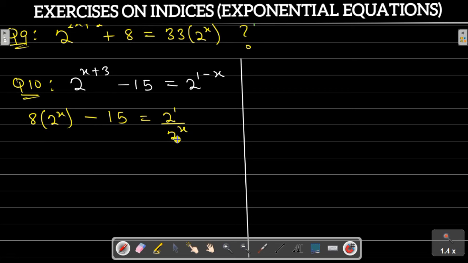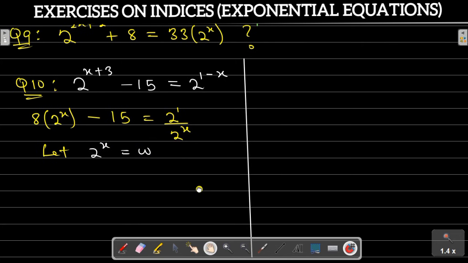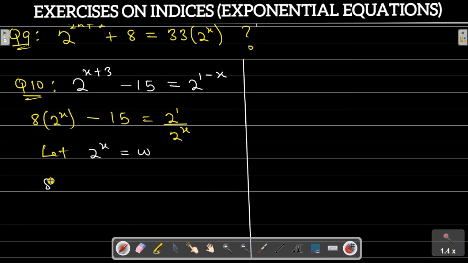So now, before you start clearing this fraction, let's do a substitution. Okay, so it will look more beautiful for us. So let 2 raised to the power of x be equal to w. Okay, so that means we are going to have 8w, that's substituting here, minus 15 is equal to 2 all over w here. All right, and then here now, what you need to do to clear this is to multiply through by w. So I'll multiply every single term by w, and that's going to give me 8w squared minus 15w, and then if w multiplies this, you get just 2.